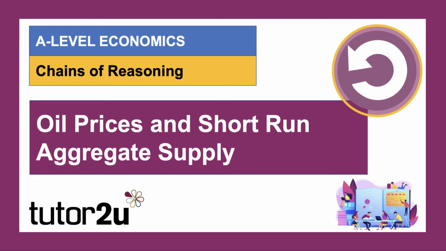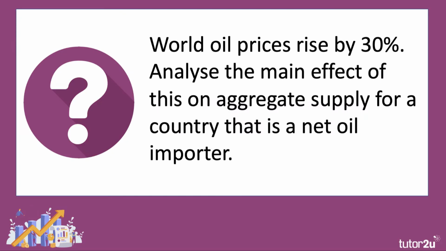Okay, hi there. Here's another short video building an analytical chain of reasoning, this time on how rising oil prices might impact on a country's short-run aggregate supply. We're told that world oil prices have risen by 30%. Analyse the main effect of this on aggregate supply for a country that is a net oil importer.